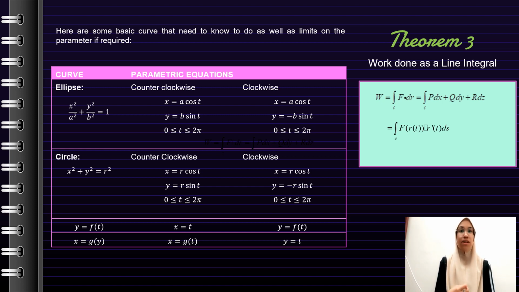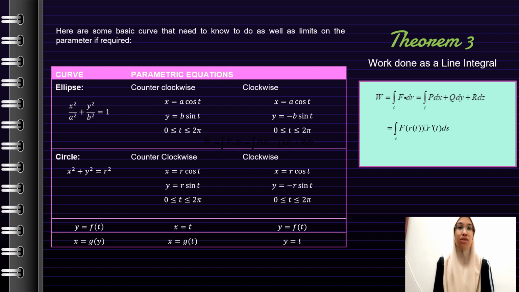I will proceed with some basic curves that we need to know, as well as limits on the parameter if required. For an ellipse, x squared over a squared plus y squared over b squared equals 1. For counterclockwise, we use x equals a cos t and y equals b sin t. For clockwise, we use x equals a cos t and y equals negative b sin t.